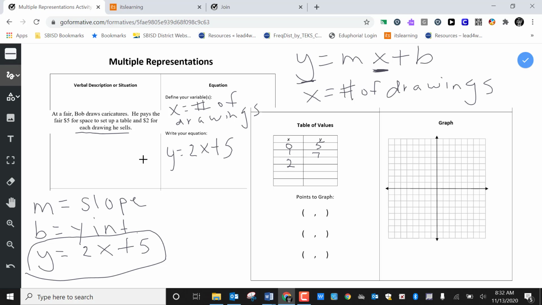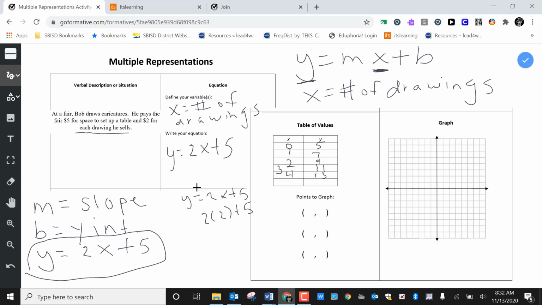If he sells 2 drawings, he's going to pay the $5. And we can use this equation. If I have y equals 2x plus 5, and 2 is my x value, I can substitute 2 times 2 plus 5. So 2 times 2 is 4, plus 5 is 9. And then I see a pattern going on the y side. I'm just adding 2 every time. So this would be 11 if I sold 3. If we sold 4, it would be 13, and so on.